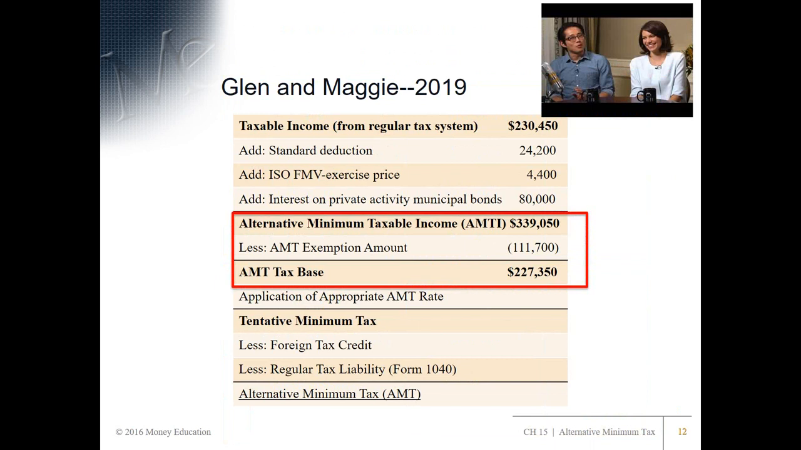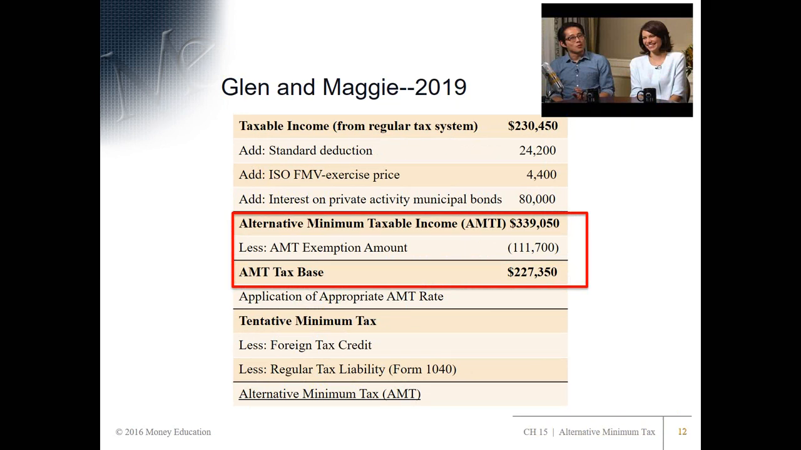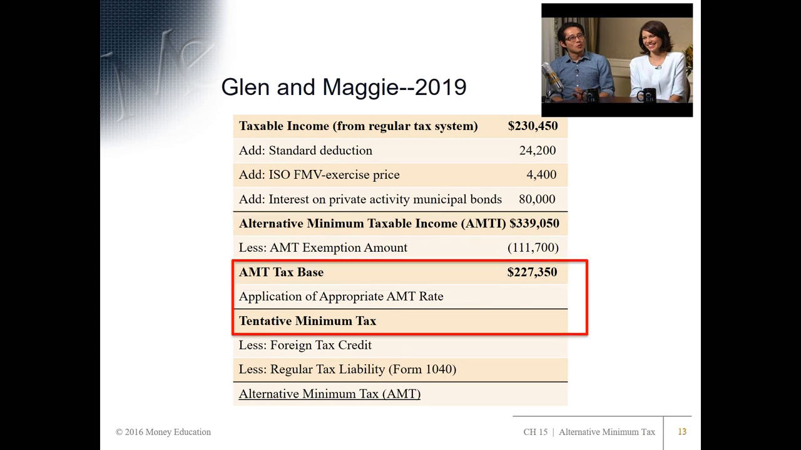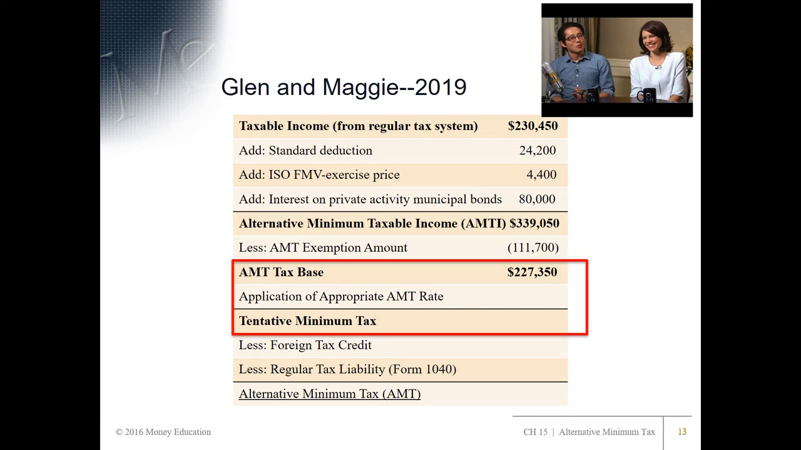But for Glenn and Maggie, their AMTI doesn't even approach the phase out for the exemption amount. So we're going to subtract $111,700, and now we get their AMT tax base, $227,350. All right, so let's move down the formula. Now we're going to apply the appropriate AMT rate to get the tentative minimum tax.